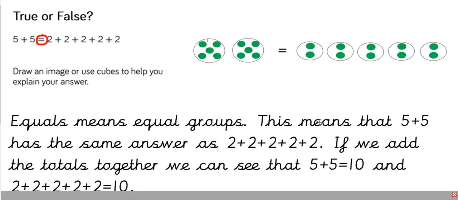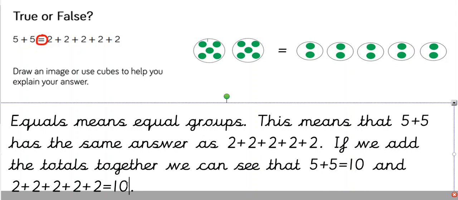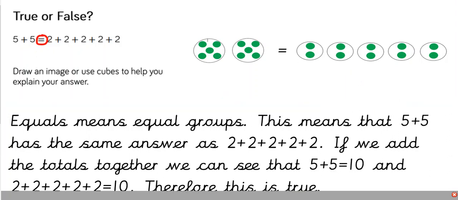And we can also see that 2 add 2 add 2 add 2 add 2 also equals 10. 1, 2, 3, 4, 5, 6, 7, 8, 9, 10. Okay, so because it equals 10, it is true. Well done if you got that correct.